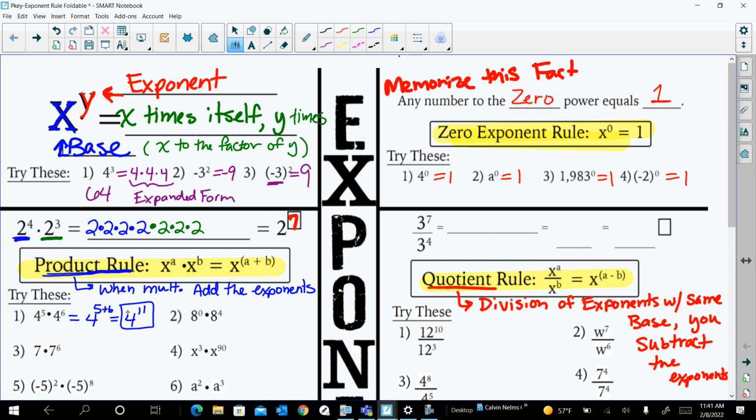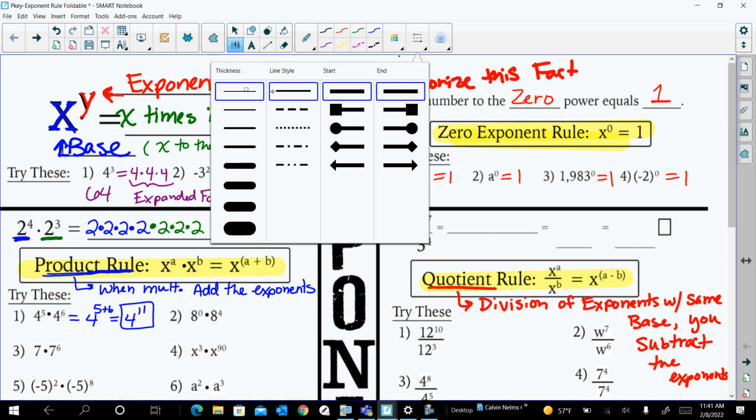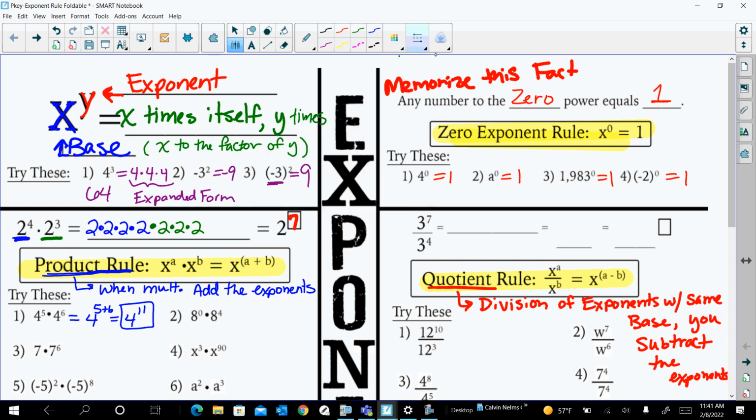Okay. And number 2, Camilla, what number is the base? 7. Number 2, not number 3. 8. Yeah, 8 is your base. You keep that base, so we keep the 8, and what do we do with the exponents? All right, so if I did 0 plus 4, this would just be 8 to the 4th power.